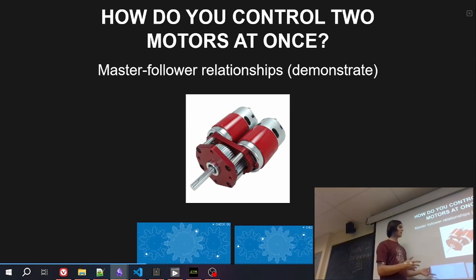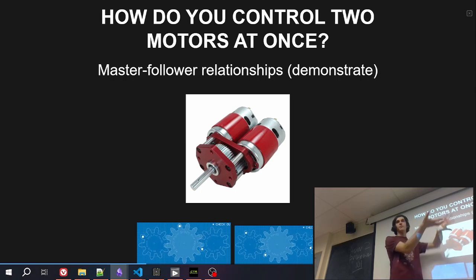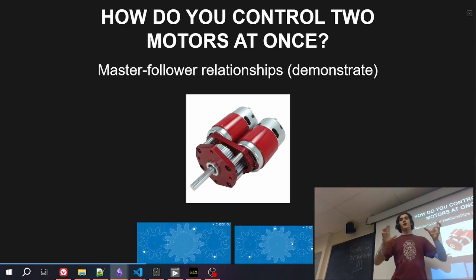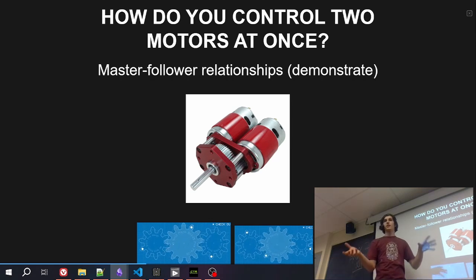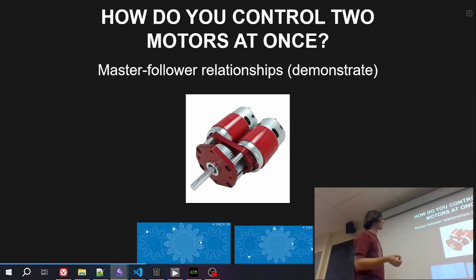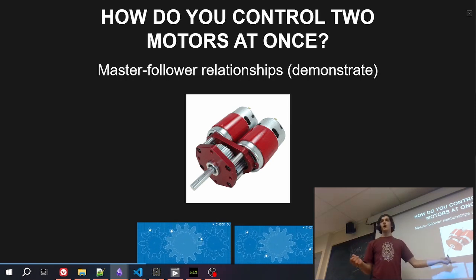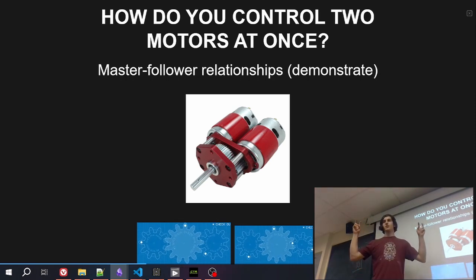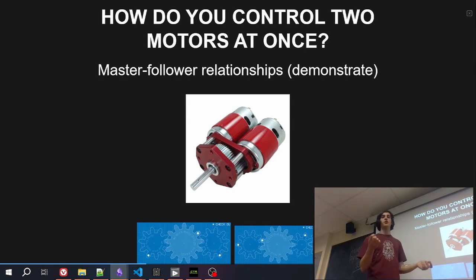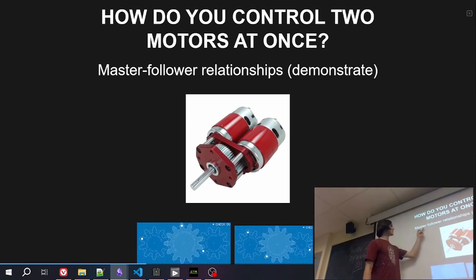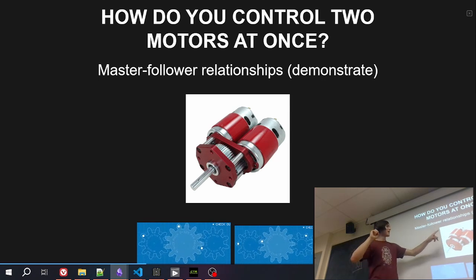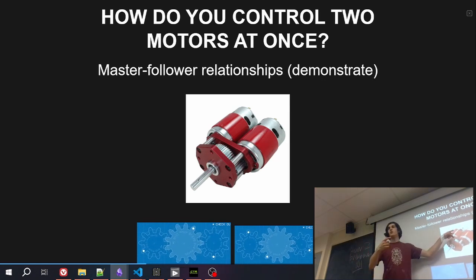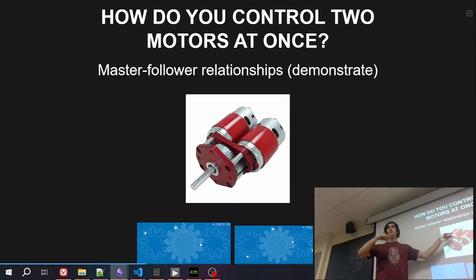If we tell both of the motors to move at the same time, then they won't counteract each other, and they'll actually add their abilities together, which is super useful. And you can do this super easily in Java code by using this master-follower relationship. You can tell one motor to follow the other, and you can tell the master controller to move, and the follower will do the exact same thing.